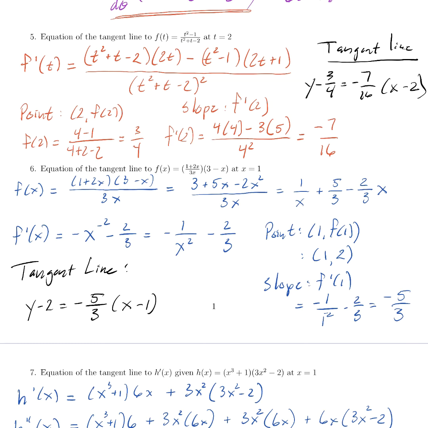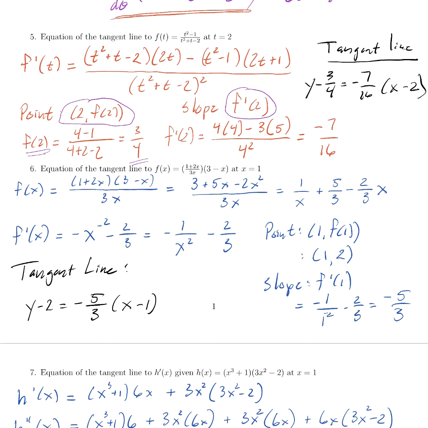The point that that tangent line is going to go through is the point 2, f of 2. So we need to evaluate the function at 2, and we get 3/4. So the point is 2 comma 3/4. The slope of the tangent line is going to come from the derivative evaluated at 2.